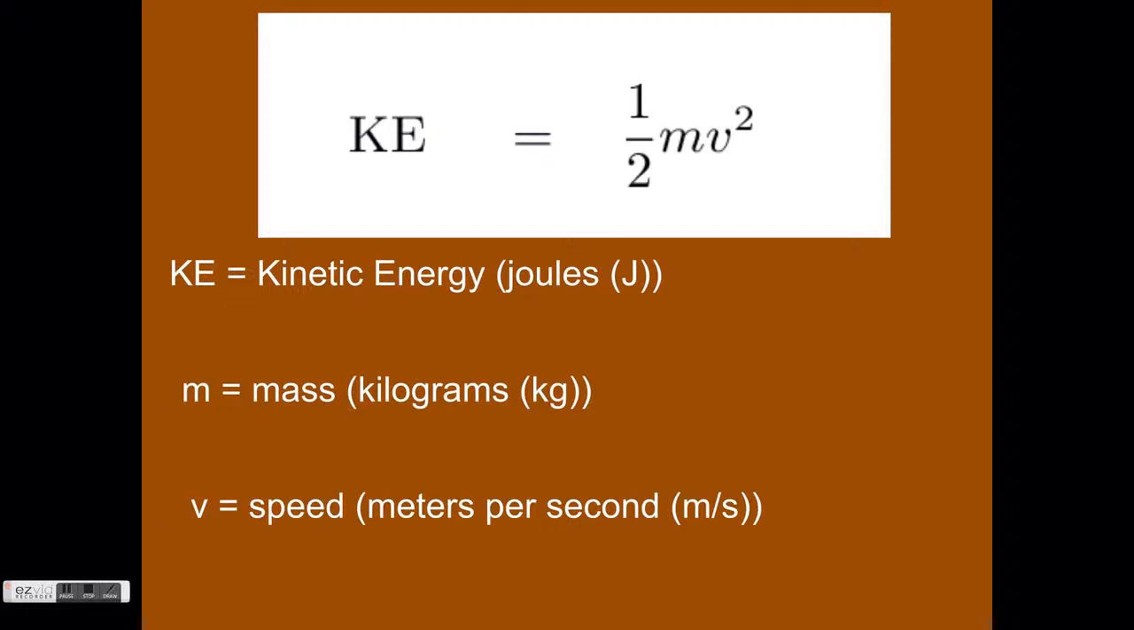In order to solve this equation, you have to plug in 2 out of the 3 missing values. The tricky part is picking apart the problem and identifying what information is given, as well as the unknowns. So let's do a practice problem. This problem says, determine the kinetic energy of a 625 kilogram roller coaster car that is moving with the speed of 18.3 meters per second.